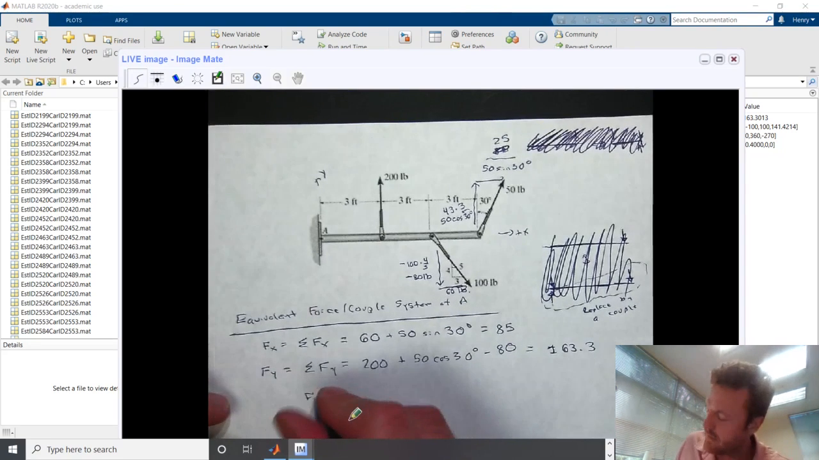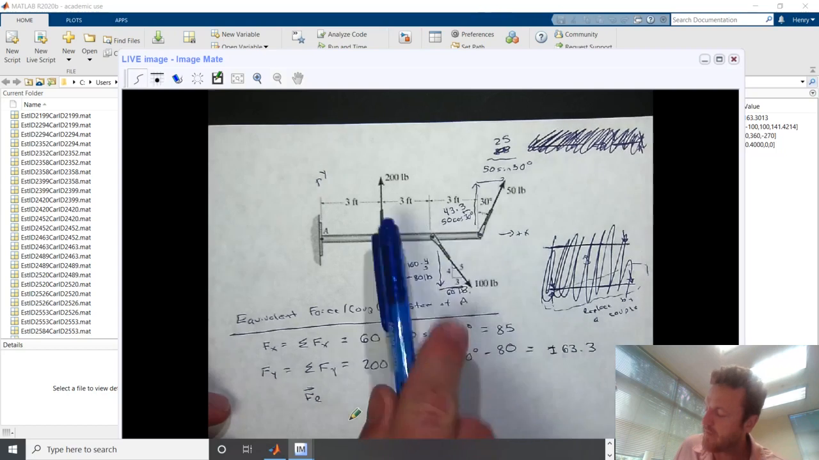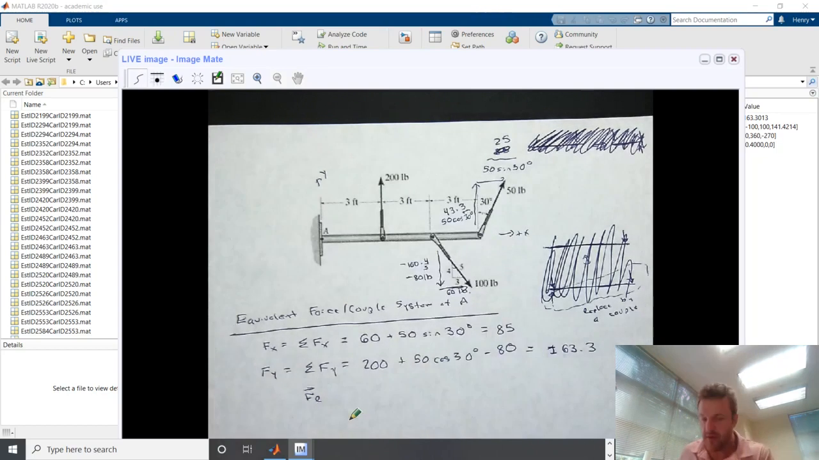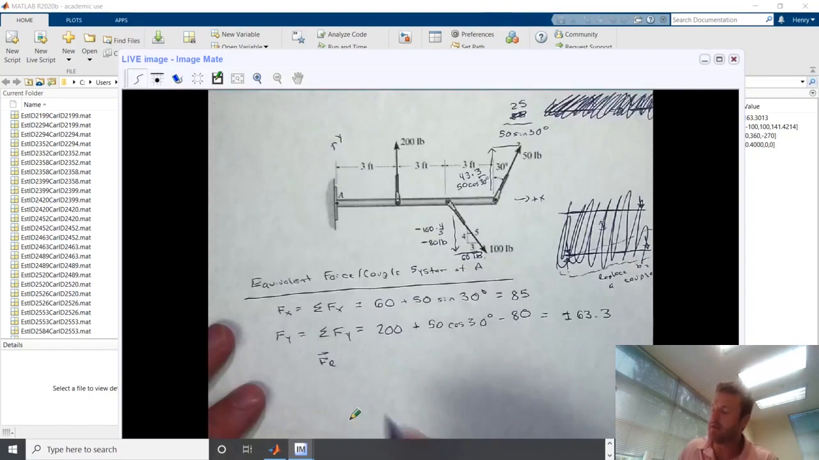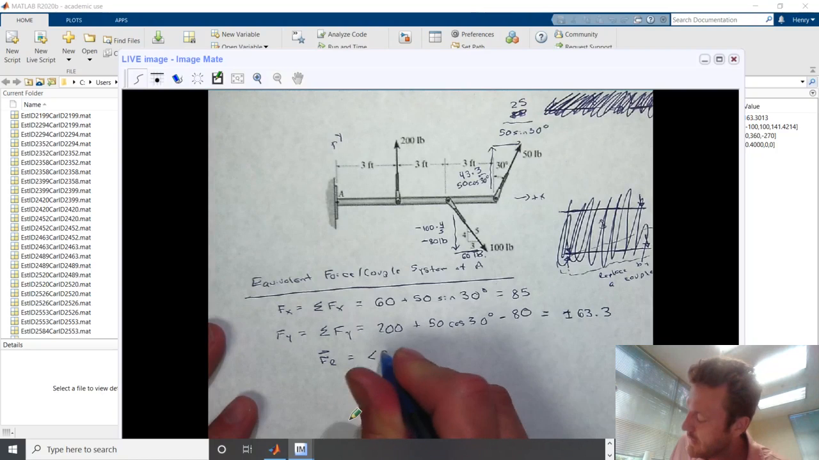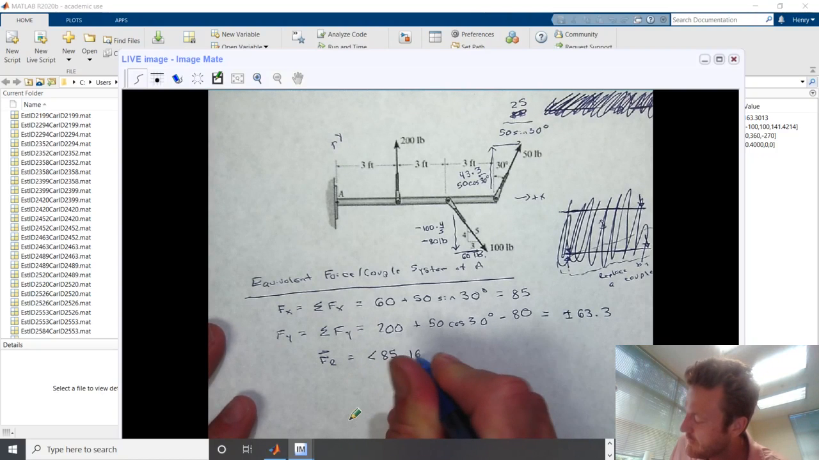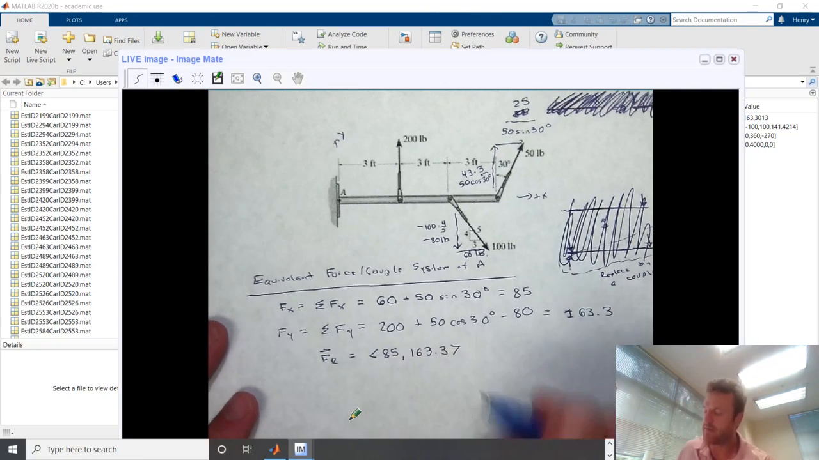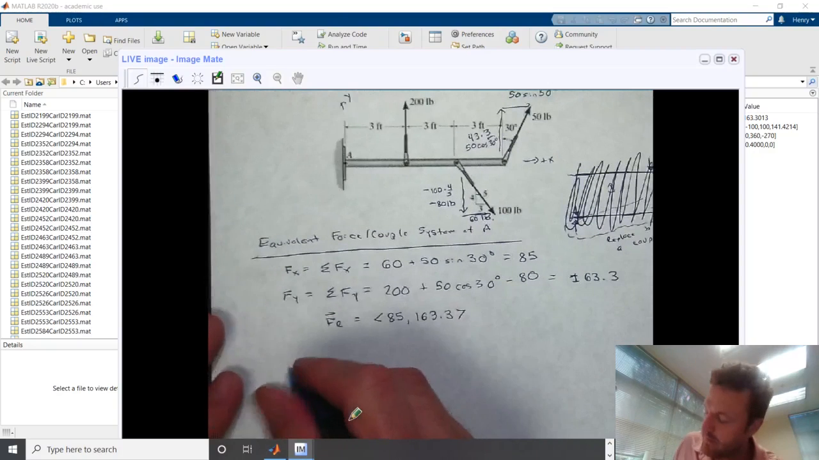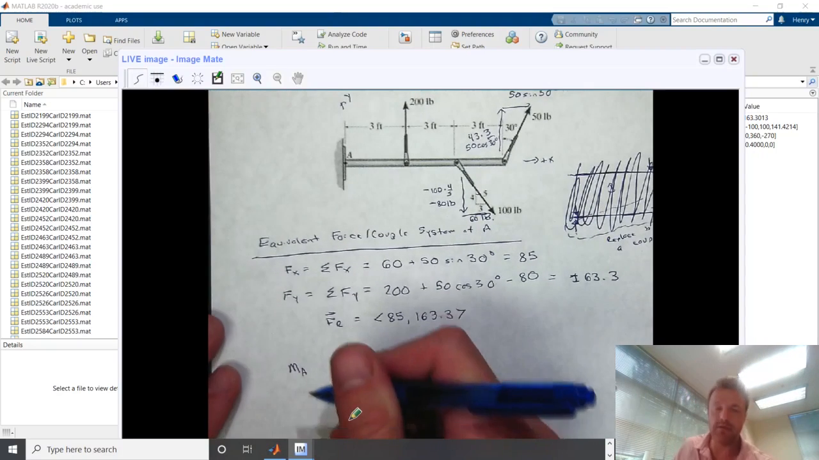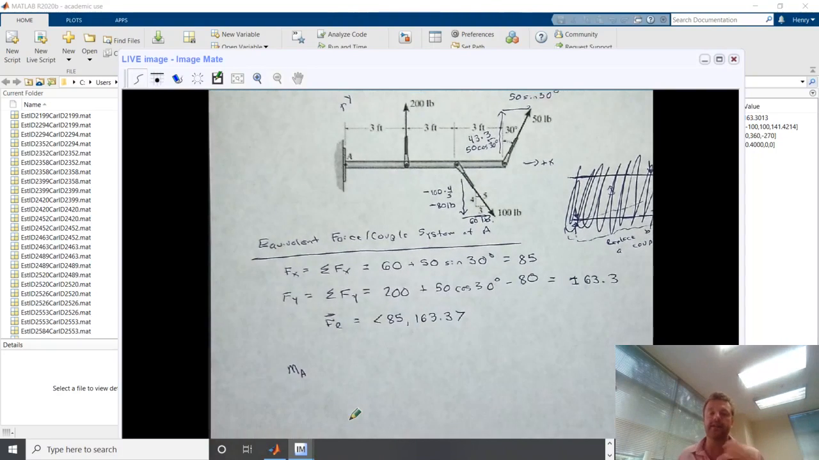So the next thing that I have to do after I've determined the equivalent force, the ideal is that the equivalent force of these 3 forces, which would also be the equivalent of force applied at point A, is going to be 85 x component, 163.3 y component. Now let's find the equivalent moment or couple about point A, because remember, they technically are couples. They're free vectors, which is why we can move them.